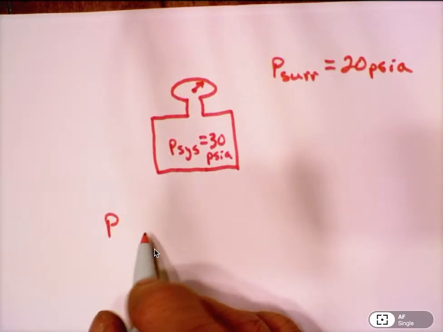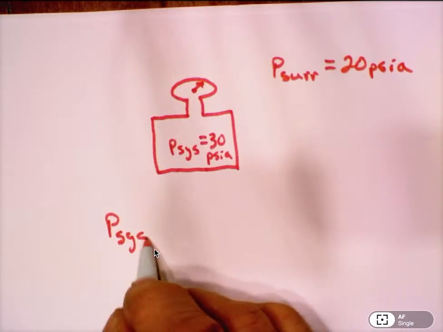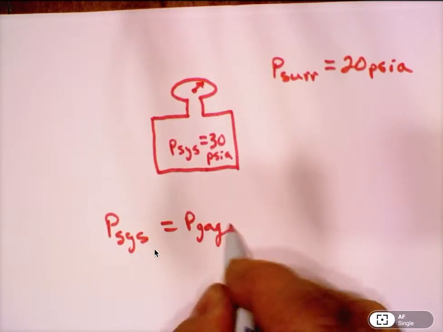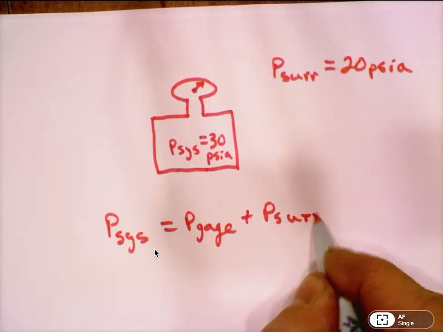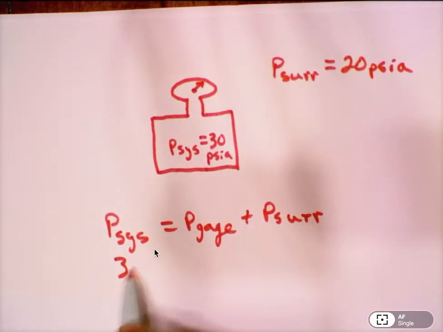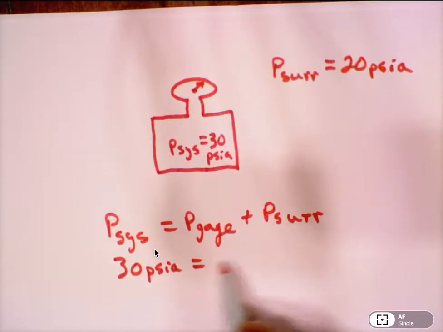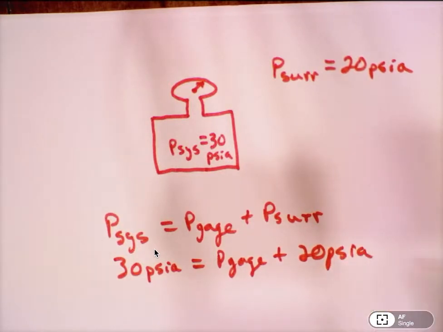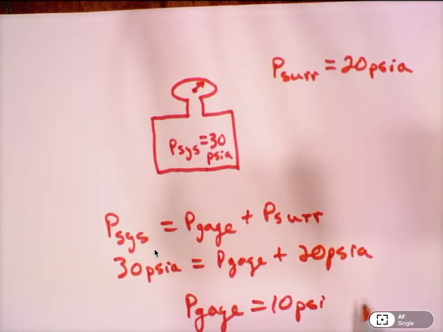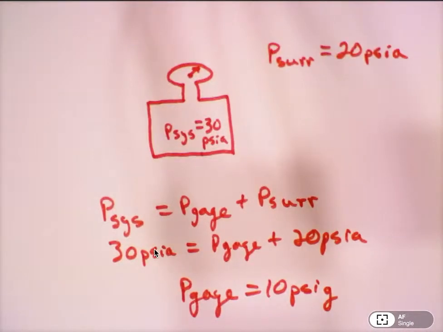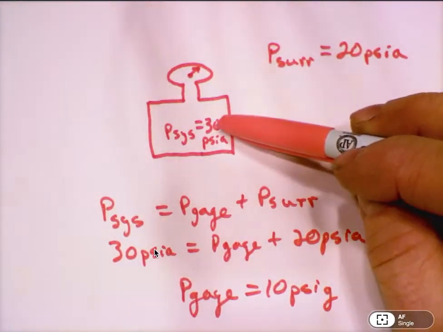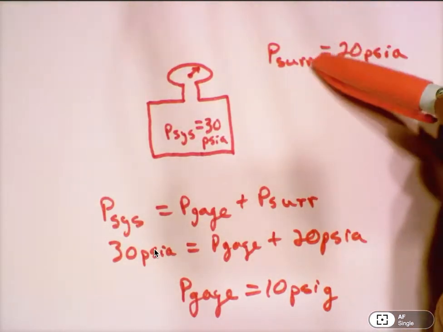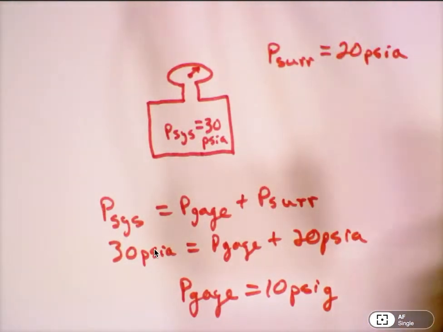Well, we'll go to the fundamental equation. The pressure of the system equals the pressure of the gauge plus the pressure of the surroundings. 30 equals pressure gauge plus 20. So what does the gauge read? The gauge reads 10 pounds per square inch gauge. That means that the stuff in the box is 10 pounds more than the stuff out. Probably could have done that ourselves, huh?